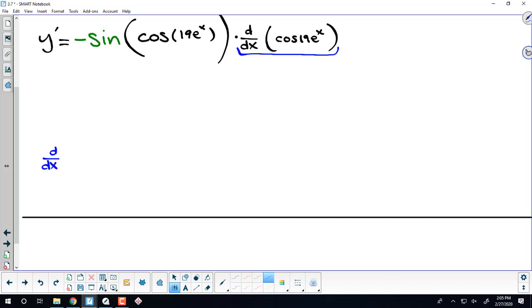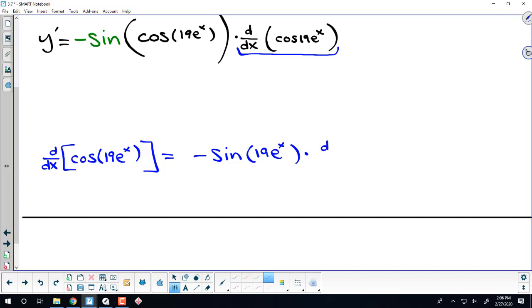Take the derivative of cosine of 19e to the x. So again, we're taking the cosine of that quantity. The outermost function again is going to be cosine. The derivative is negative sine, leaving the inside alone, and multiplying that by the derivative of the inside once again. The derivative of the inside is the derivative of 19e to the x.